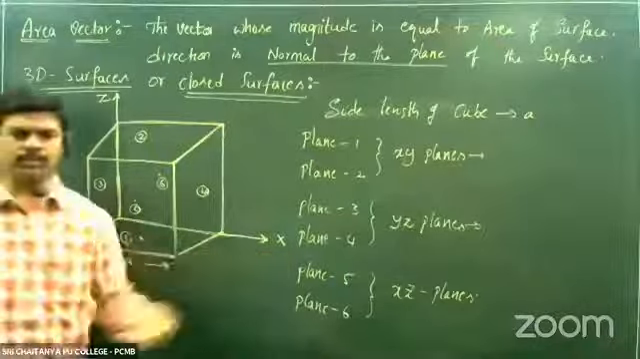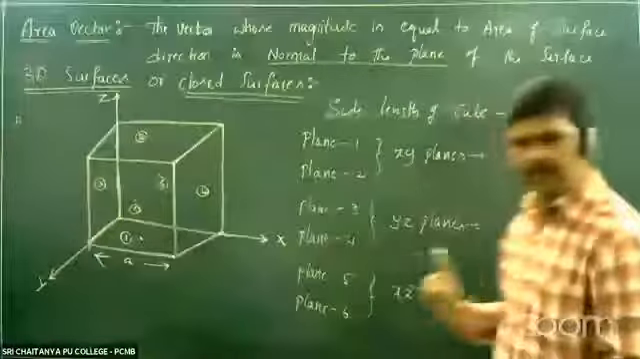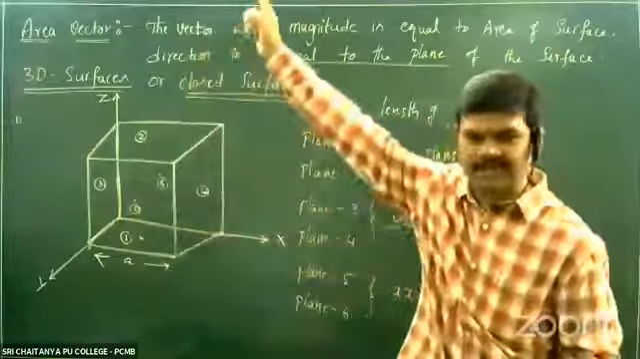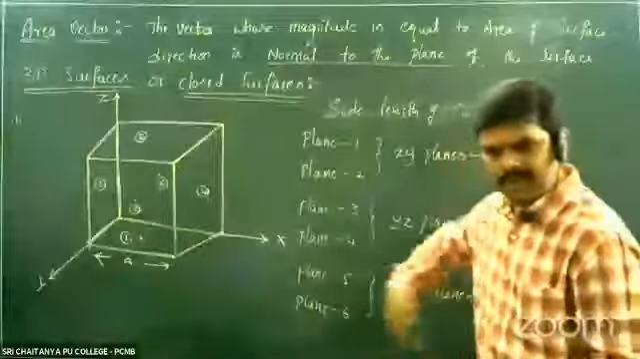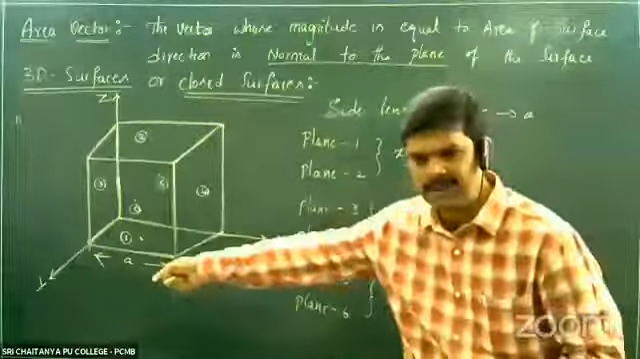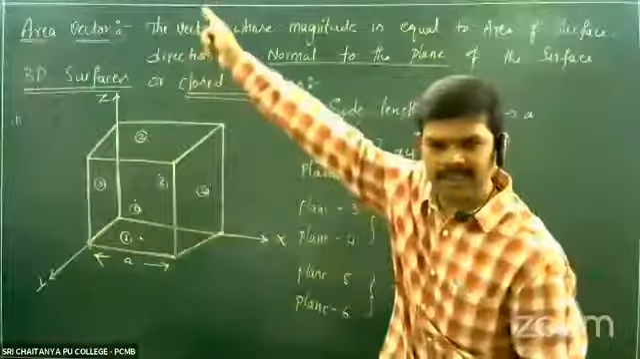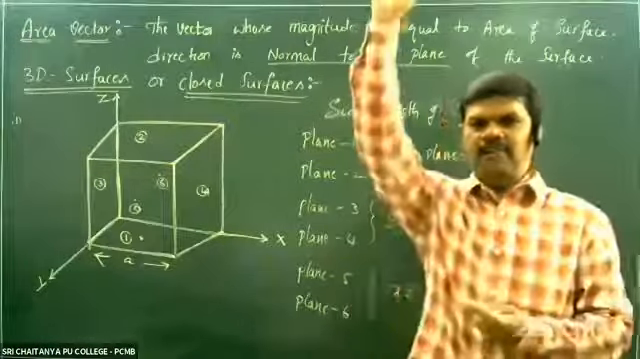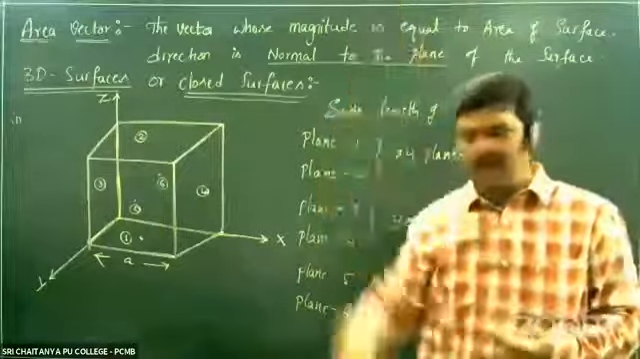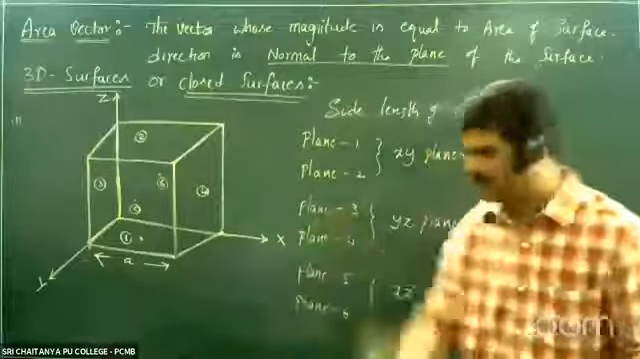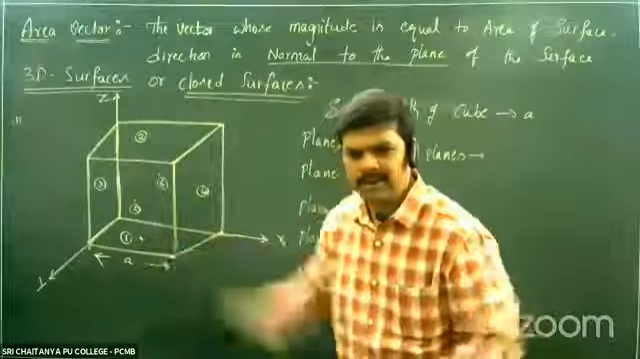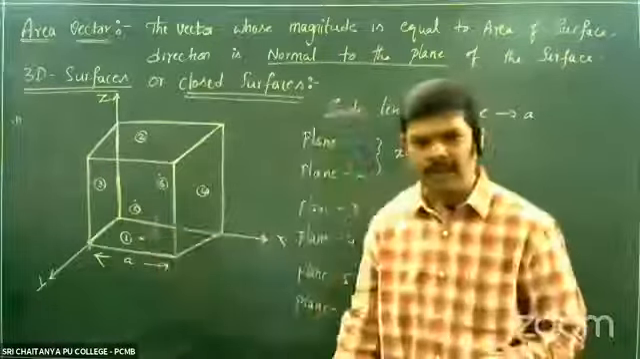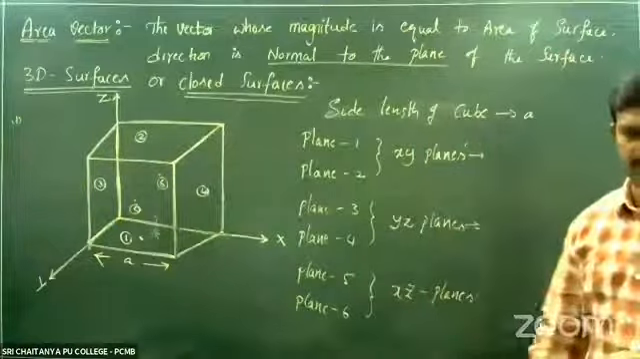Simple. You take a room, right? In the room, this is the x-axis, this is the y-axis, this is the z-axis. The lower surface on which I am standing and the upper surface, these two are parallel. They are formed by the axes x and y. So for me, this plane and this plane are XY planes.